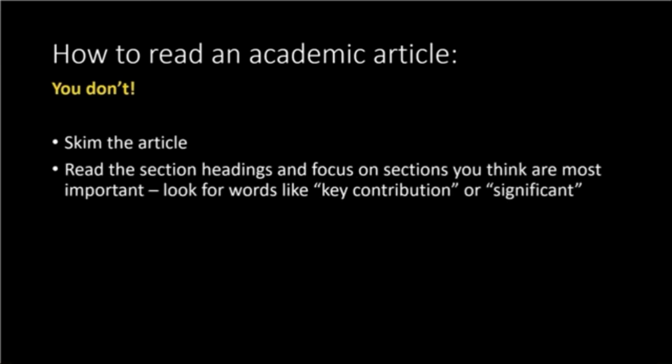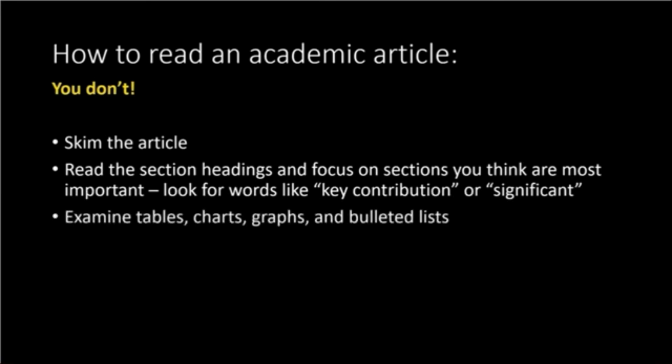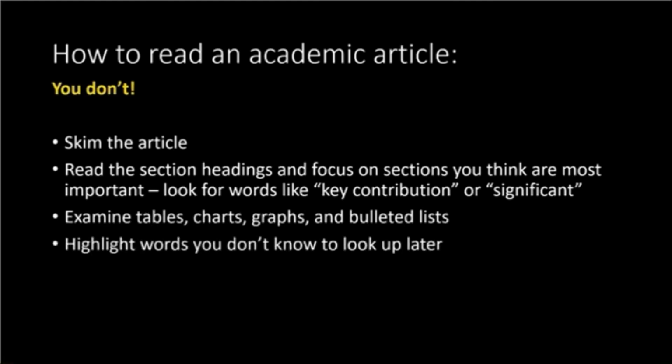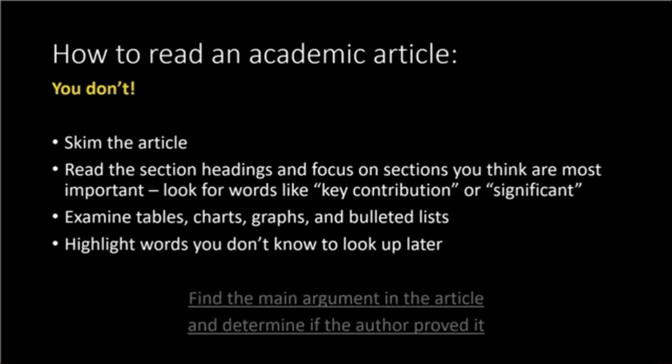So, you still might be wondering, how do I read an academic article? Well, you don't. Unless you are a scholar in the field, almost no one expects you to read academic articles word for word and understand every bit of it. The best method to reading these works is to skim. Read the section headings and focus on sections you think are most important, looking for key contributions or significant findings. Examine tables, charts, graphs, and bulleted lists, and perhaps highlight words you don't know to look up later. The most important thing to take away from these articles is what the author's main argument is, and determine what the author did to prove this argument.